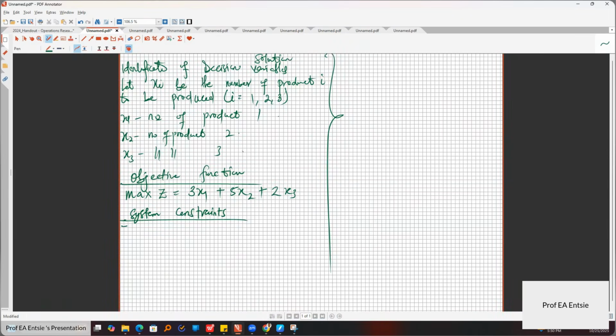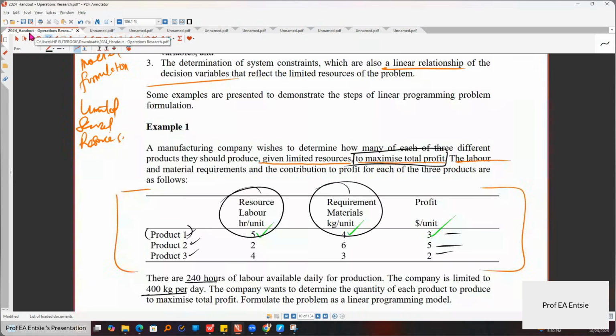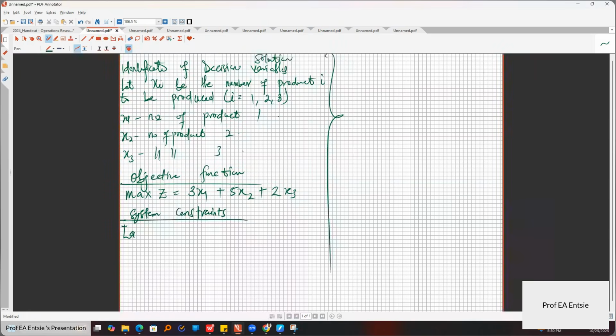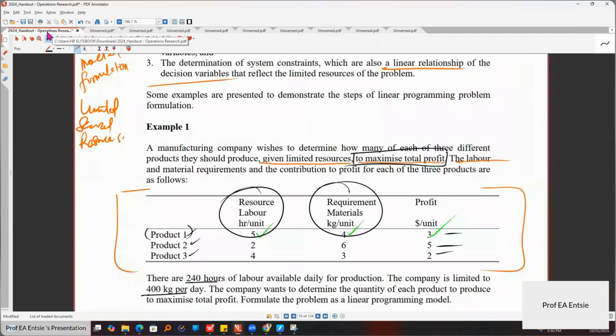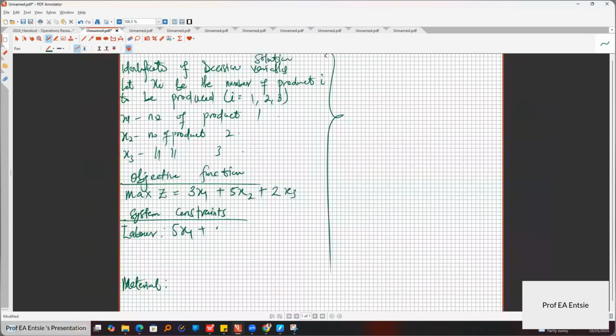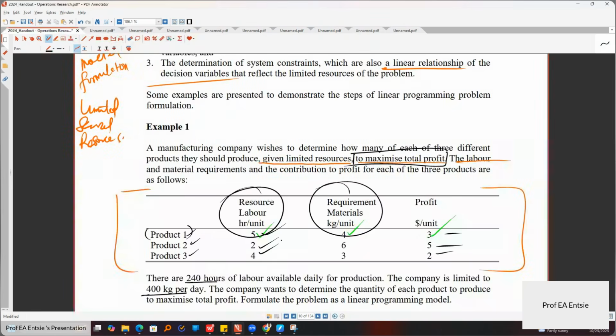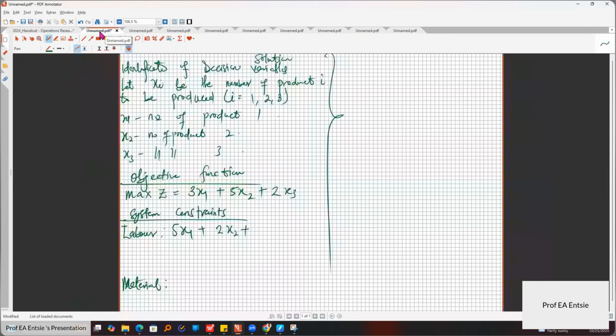The heading is resource, labor. So labor is our first constraint, and we have material too as our second constraint. For labor, we need 5 hours to produce product one. We need 2 hours to produce product two, so 2 of product two. Then we need 4 hours of time to produce a quantity of product three.